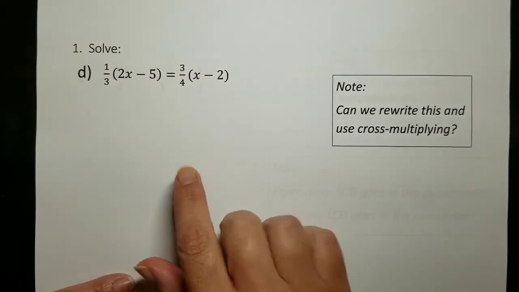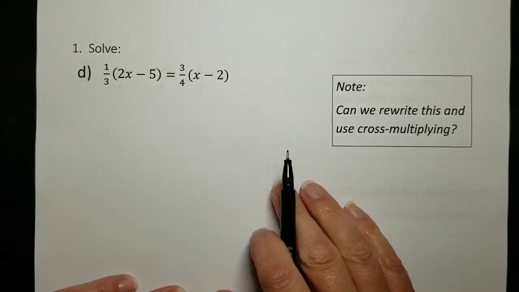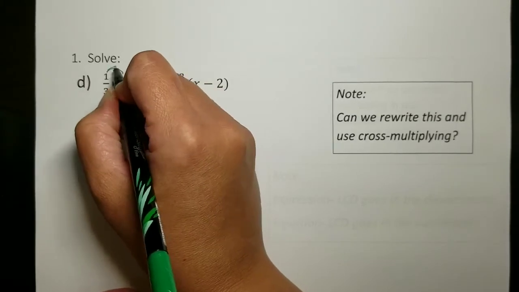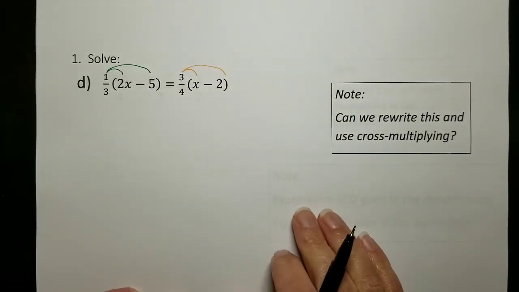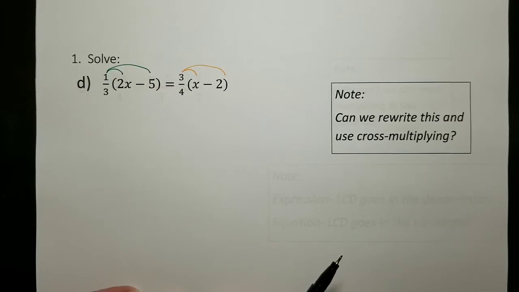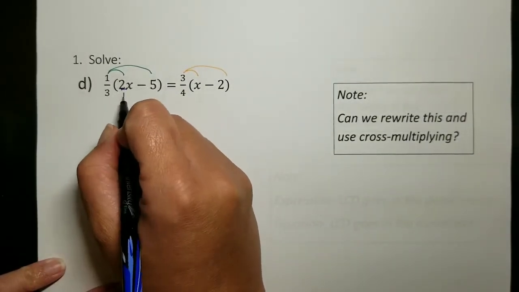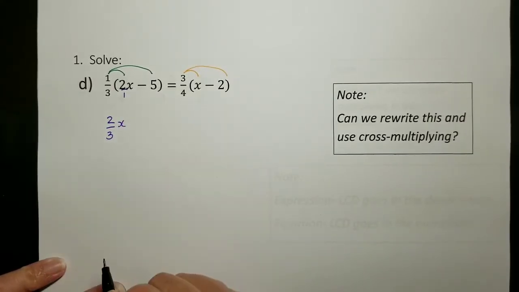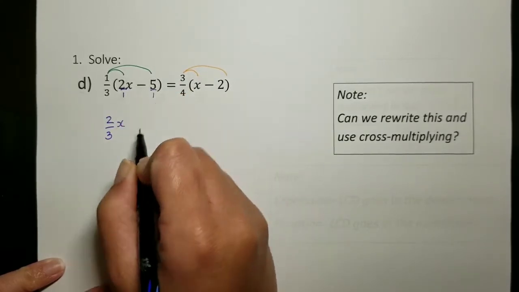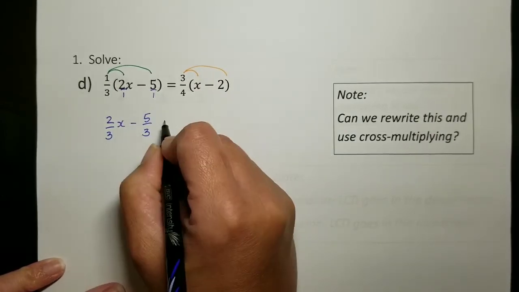So here, I'm going to again multiply out, distribute those monomials in front into my brackets before I try to deal with the fractions. This is my preferred way of doing this, but I'll look at another way and see if we can rewrite this to cross multiply. So I'm going to say 1/3 times 2 over 1 is 2 over 3x minus 5 over 3, multiplying the tops together and bottoms together.